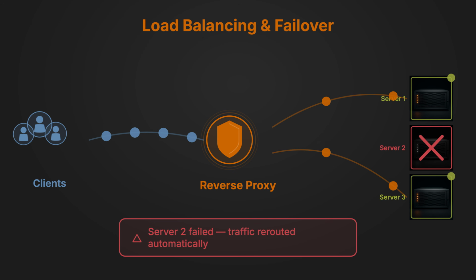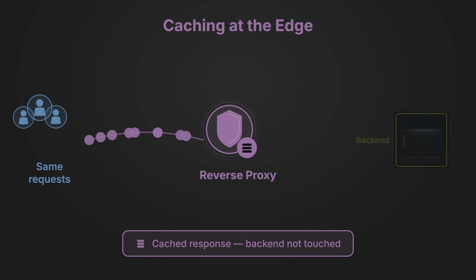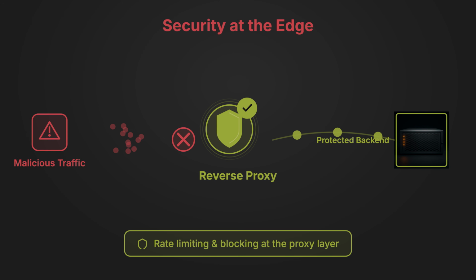Load balancing. A server fails, the proxy detects it and reroutes traffic instantly. Users don't notice. Same resource requested repeatedly? The proxy caches it and serves directly. Your backend isn't touched. Malicious traffic spikes? Rate limiting and blocking happen at the proxy layer before your application code is ever involved.